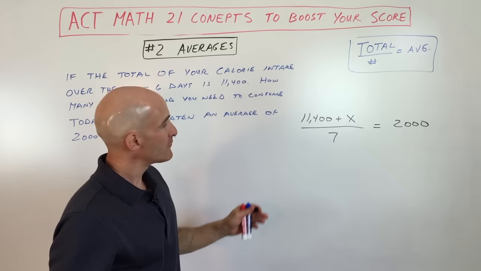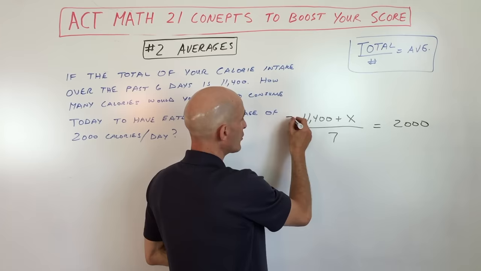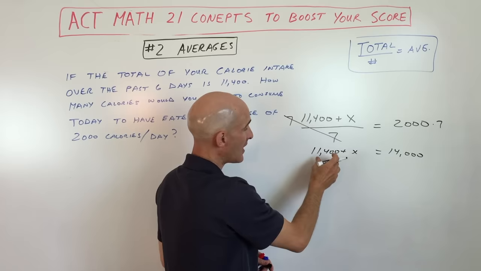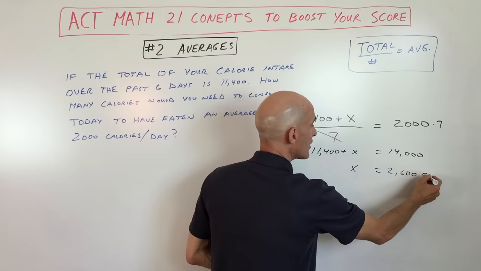Okay, so now we can solve this equation by cross multiplying, or you could just multiply both sides by 7, like that. So this equals 14,000, and then you have 11,400 plus x equals 14,000. Subtract the 11,400 from both sides, and that's going to give you 2,600 calories that you need to consume on that seventh day to bring your average up to 2,000 calories per day.